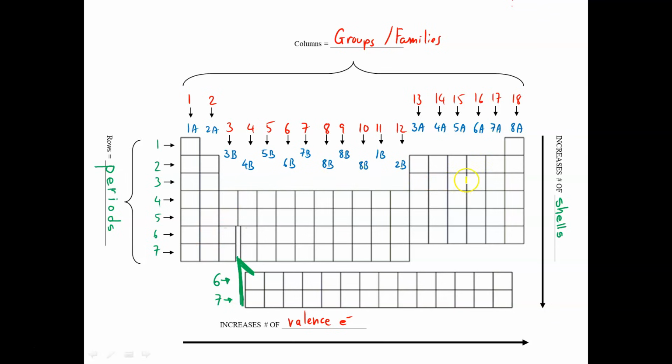So just by looking at the position where that element is found on the periodic table, you should be able to make predictions about the number of valence electrons and the number of shells present in that atom. Of course, this pattern works best for the representative elements, not so much for the transitional elements. Now, these are just some of the patterns we will see on the periodic table. There are so many more.